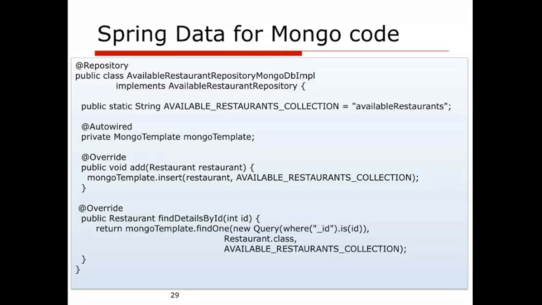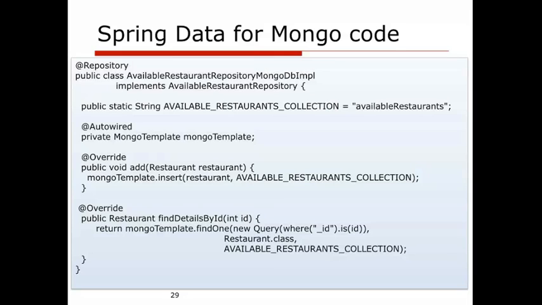So in this example, you can see we've got our repository implementation. It's injected with a Mongo template. The add method simply calls insert on the Mongo template, passing in the restaurant and the name of the collection. And then under the covers, the template is using bean introspection to turn that entity into a Mongo document and storing it in the database.